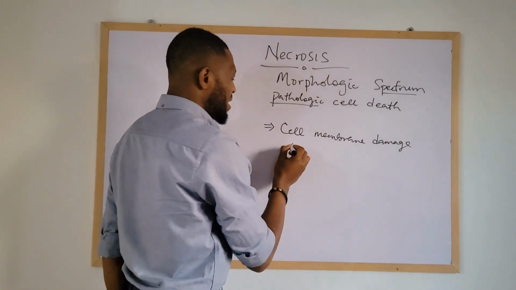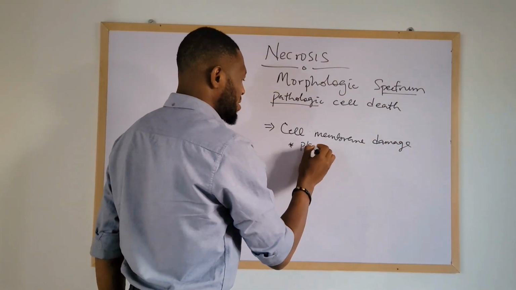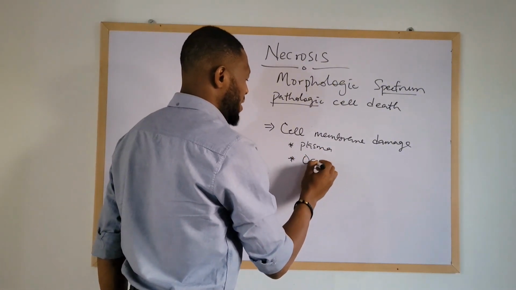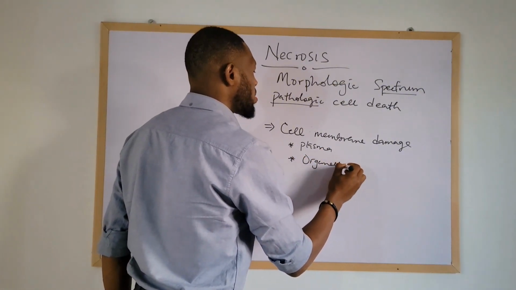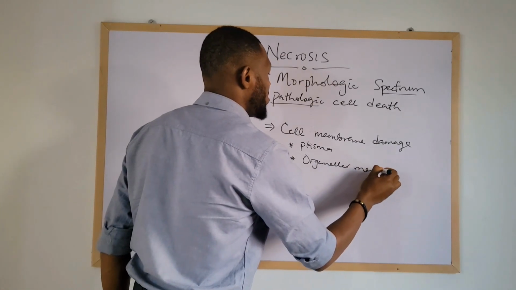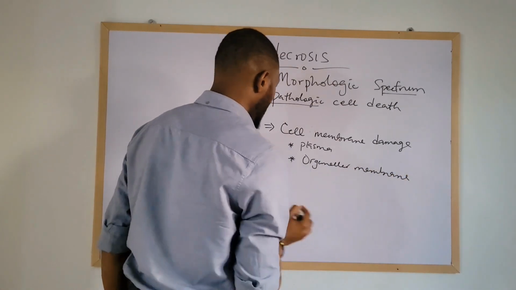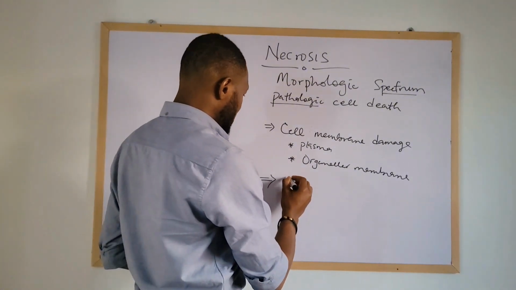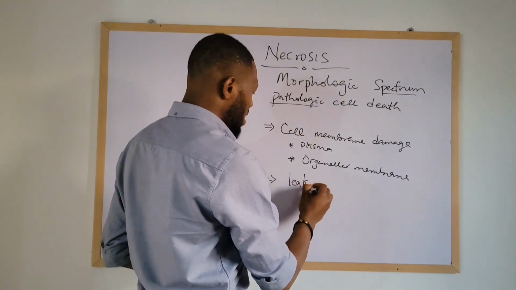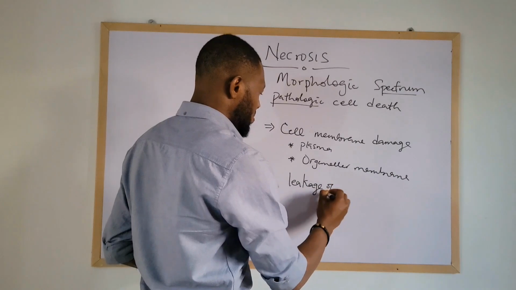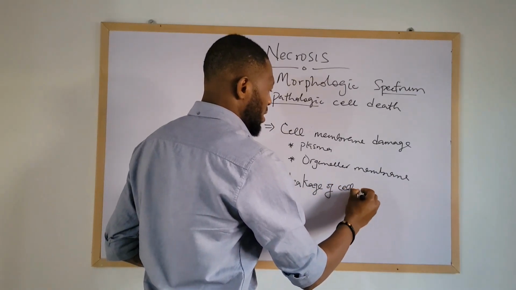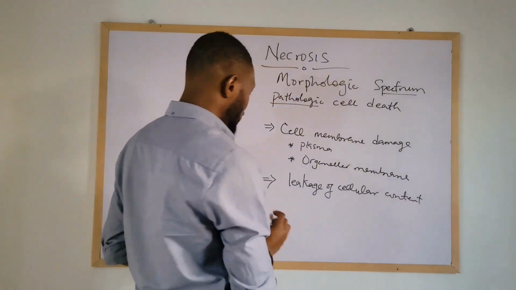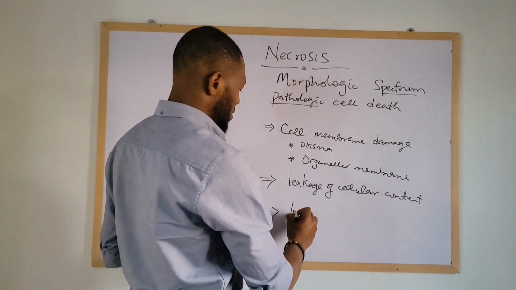and this membrane can be the plasma membrane, or other organellar membrane. Okay, leakage of cellular contents out of the cell, and of course inflammation.